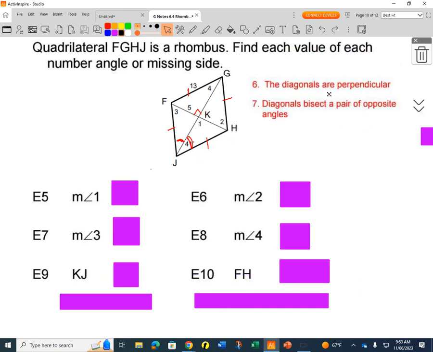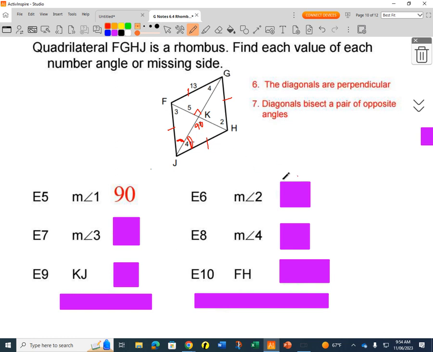So example 5, we're going to find the measure of angle 1. What is the measure of angle 1? We already know this. 90 degrees. Yes, remember, they're all 90 because the diagonals are perpendicular. So let's go ahead and mark a 90 in there. If this is 90, then this is 41.